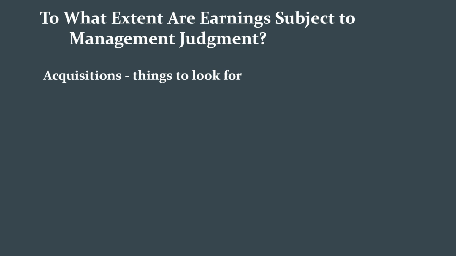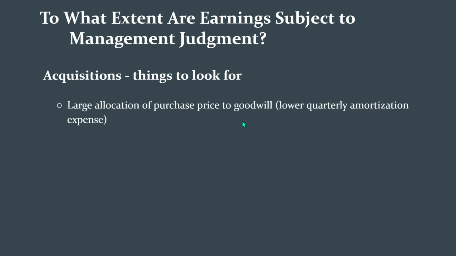Let's just take a look at some things to look for when companies do acquisitions. These are things which can impact earnings quality. Large allocation of purchase price to goodwill. This means lower quarterly amortization expense.